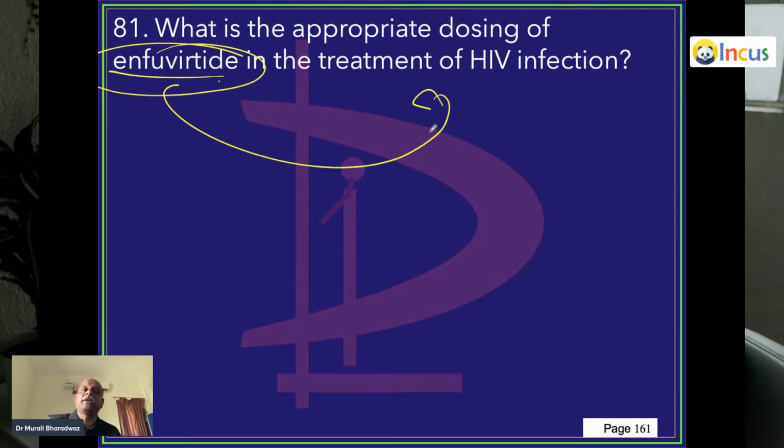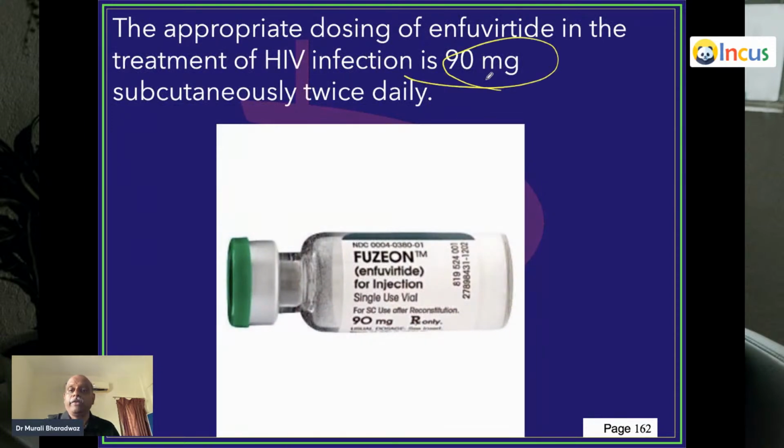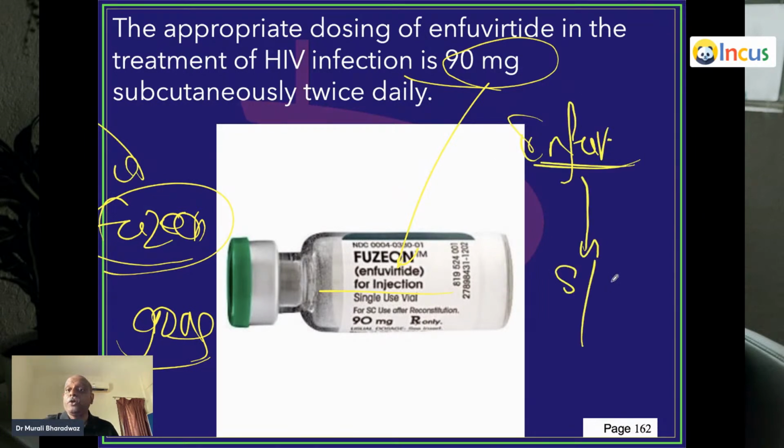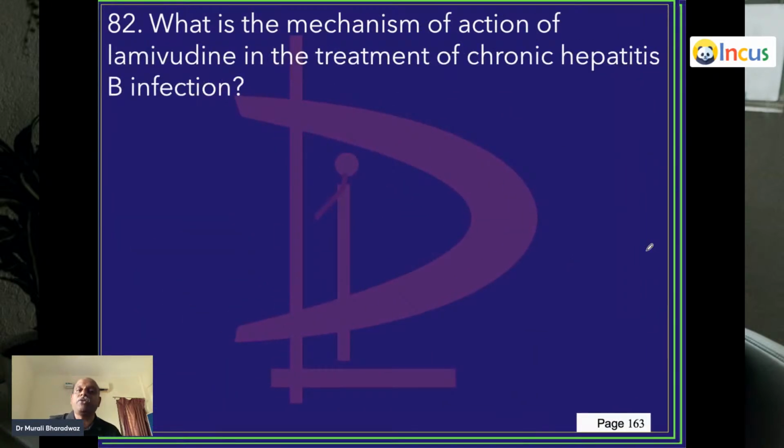Enfuvirtide in treatment: we give 90 mg. It comes as a very popular brand called Fuzeon, 90 milligrams. It is given subcutaneously, which is another important point. Enfuvirtide is given as a subcutaneous injection, which is what you have to remember.